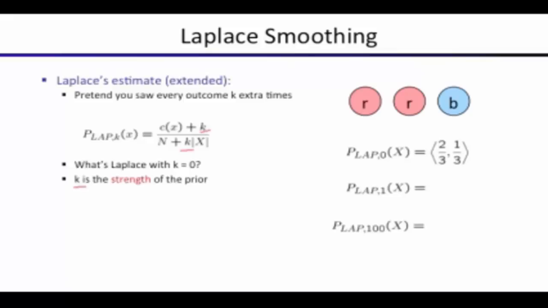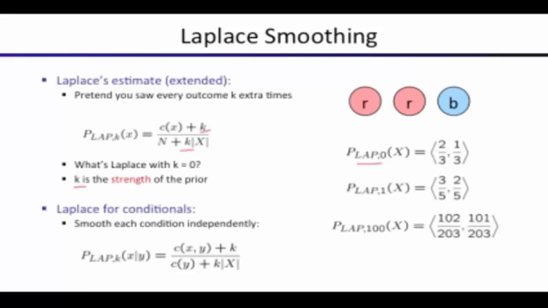So Laplace 0 looks like this, where that's just the maximum likelihood. Laplace 1 is the one we've seen before. And then for Laplace 100, we add 100 reds and 100 blues. So we get 102 reds divided by 203 and 101 divided by 203. That's pretty close to half-half. If you see a lot of data, this will eventually cancel out. If you see 1,000 reds and then 500 blues, this is going to start to be closer to 2/3. So it's really smoothing the estimate. It's making it closer to uniform.